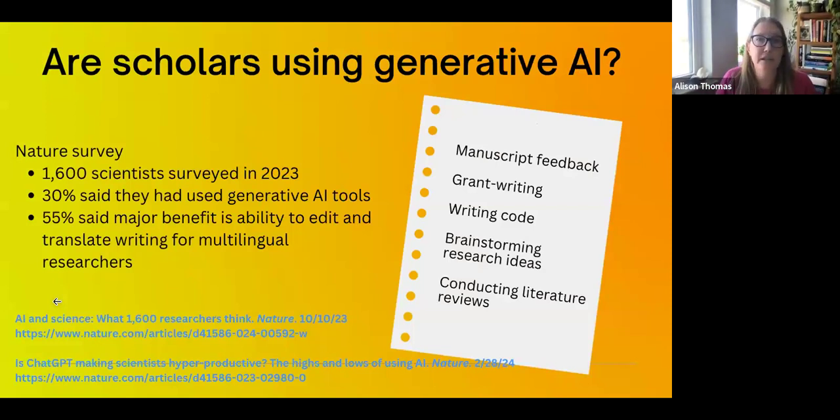Scholars are definitely using AI tools for a huge variety of purposes. I was looking at a Nature survey that again was 2023, I think it's October 2023. 30% said they'd used generative AI tools. So 30% of those survey respondents. 55% said they thought the major benefit of AI tools was to edit and translate writing for multilingual researchers. So kind of like accessibility of research across languages.